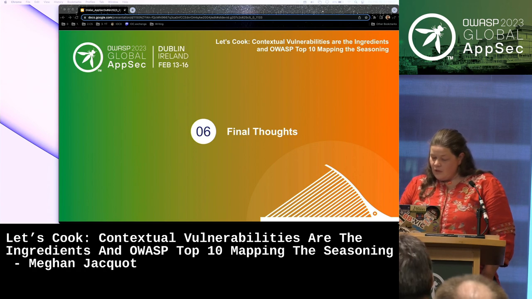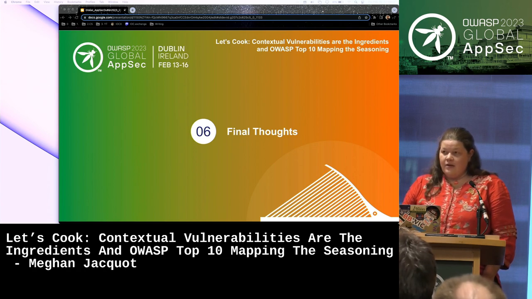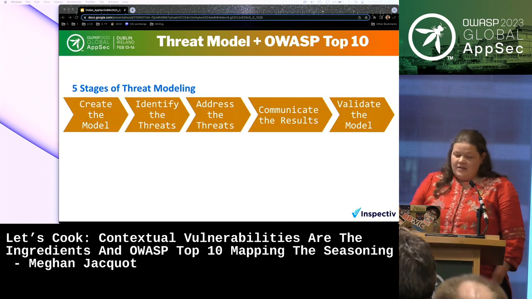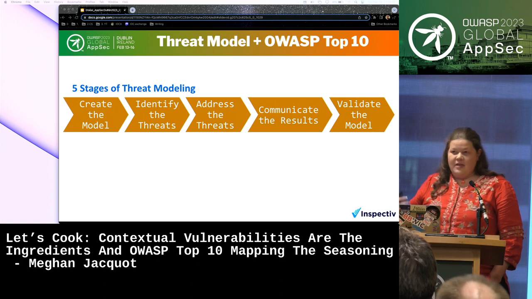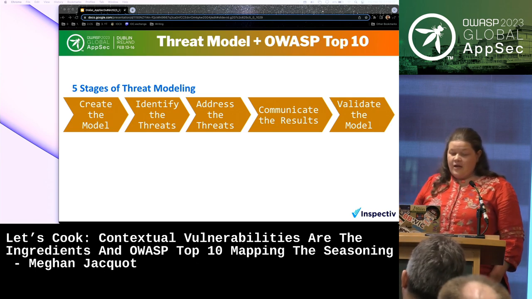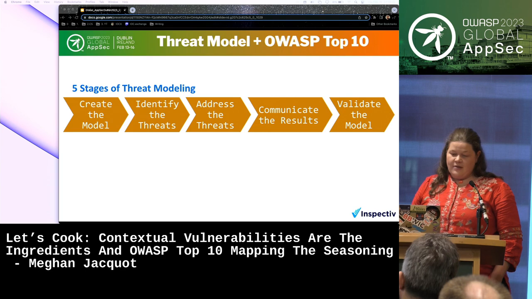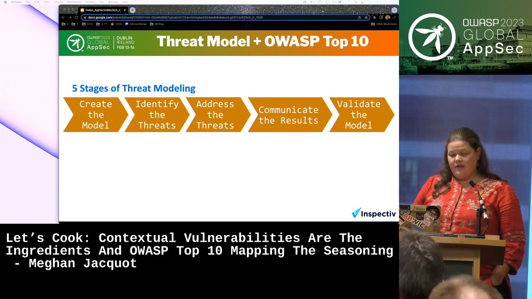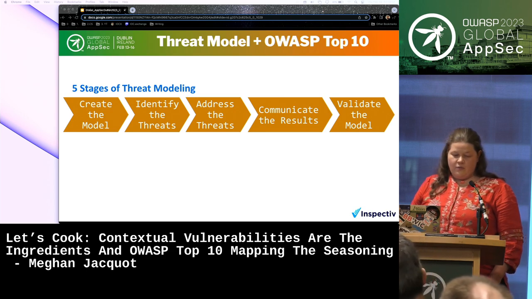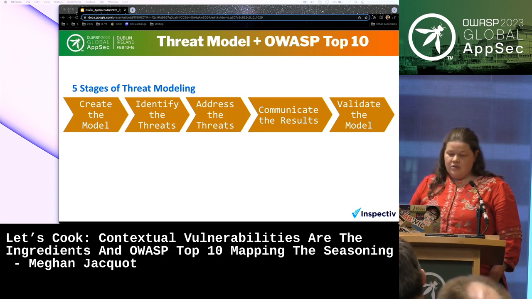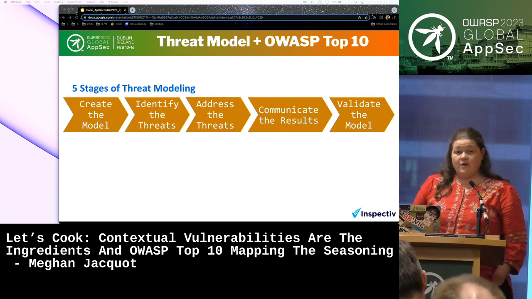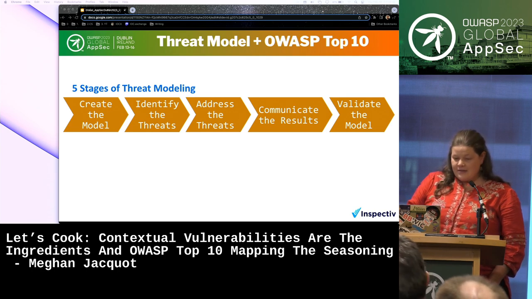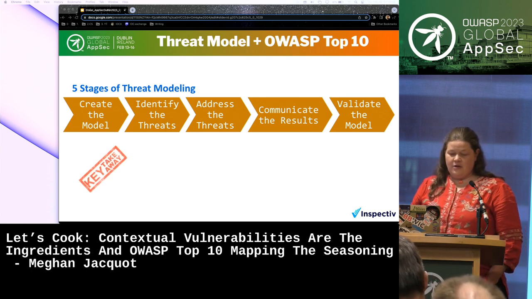So I'm going to close with a couple final thoughts, and then I'll have time for questions. Our five stages of threat modeling that we just went through, which is like a model for the model, is creating and choosing the model, identifying those threats, addressing the threats, communicating the results, and then validating, right? There's many different ways to do this. It's you as a team figuring out what's going to work best for you, so that you are hopefully wearing fewer hats and being proactive in security.